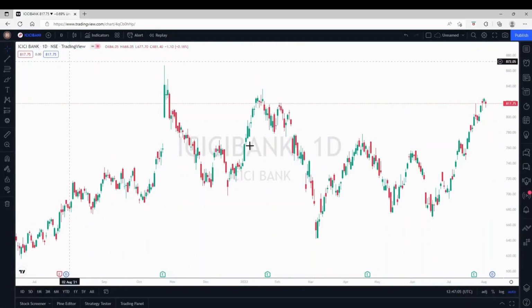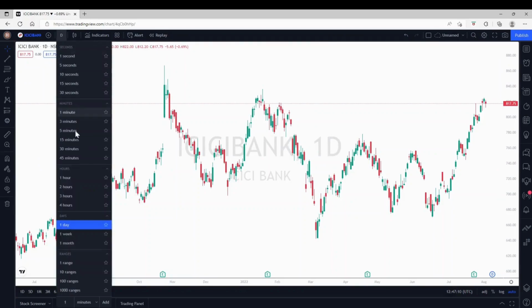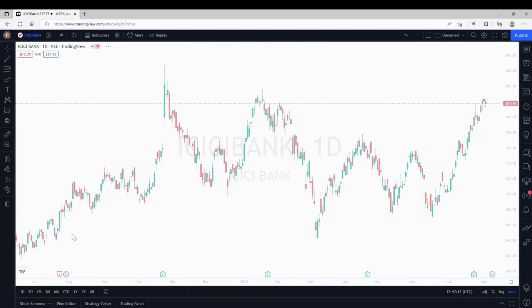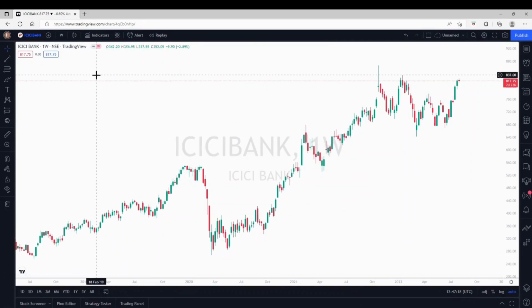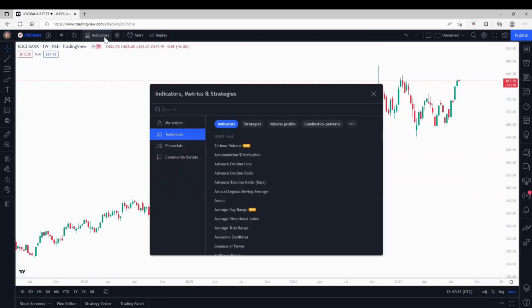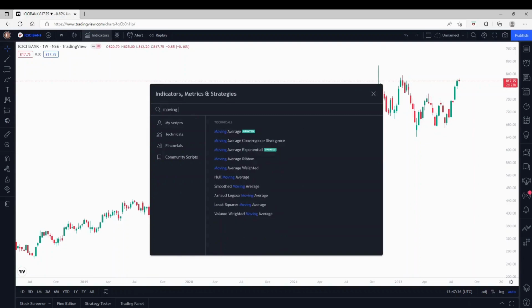This is a daily chart, but we need a weekly chart. So you can click over here and select 1 week. So this is the weekly chart of ICICI Bank. And now we'll start adding the indicators. The first thing that we need to add is the moving average. So we go to indicators and we go to moving average. Yep, this one we select.